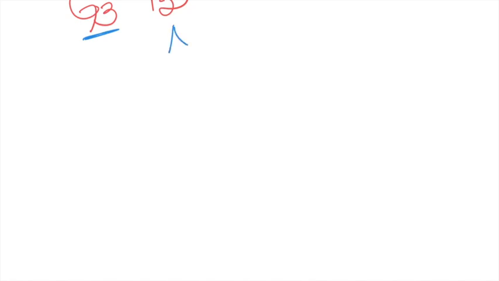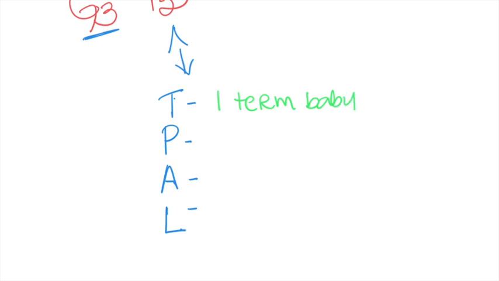So what we're going to do here is do T, P, A, L. Term: how many babies did I have at term? I had 1 term baby. How many babies did I have preterm? I had 1. My youngest daughter, who's 25 now, I had at 37 weeks and like 1 day.